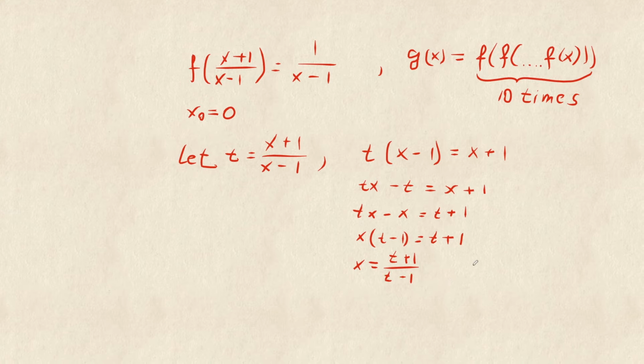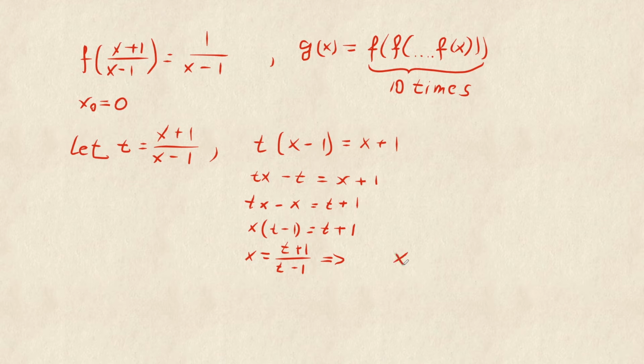Since our original function is 1 over x minus 1, we want to have the expression x minus 1. To do that, we subtract 1 from left and right side of this expression. So that means that x minus 1 equals t plus 1 over t minus 1 minus 1. And now let's add those two numbers. So we multiply 1 by t minus 1. We have t plus 1 over t minus 1 minus t minus 1 over t minus 1.